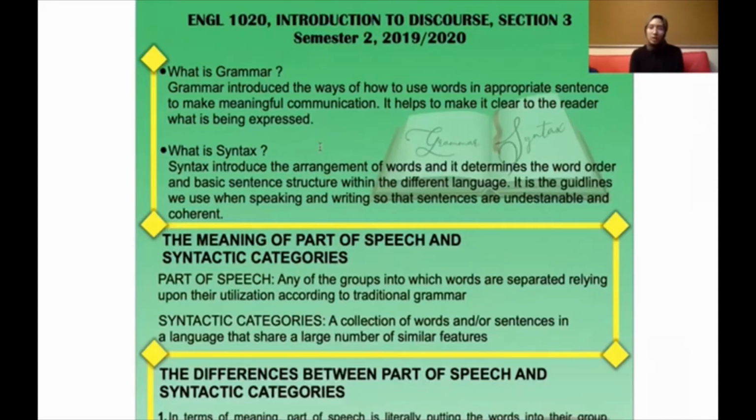Each language has a specific syntax that tells the speaker and the listener which parts of the sentence come first to help them make sense of what is being said. So it is the guidelines that people use when speaking and writing so that the sentences are understandable and also coherent. And that's all for my part.